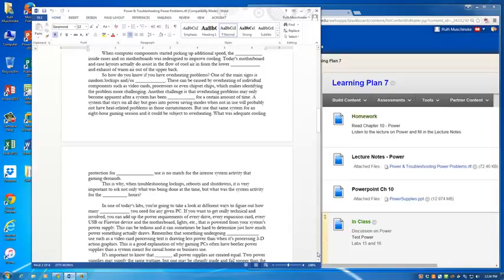In one of this chapter's labs, you're going to take a look at different ways to figure out how many watts you will need for any given PC's power supply. If you want to get really technical and involved, you can add up the power requirements of every drive, every expansion card, every USB or FireWire device, along with the motherboard, lights, and everything else that is powered from your system's power supply.